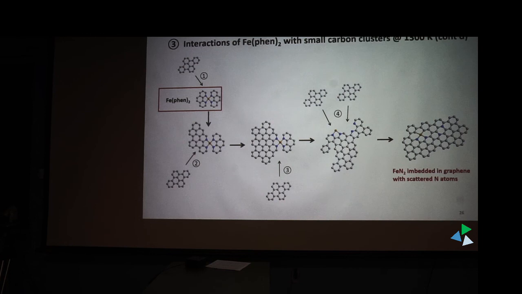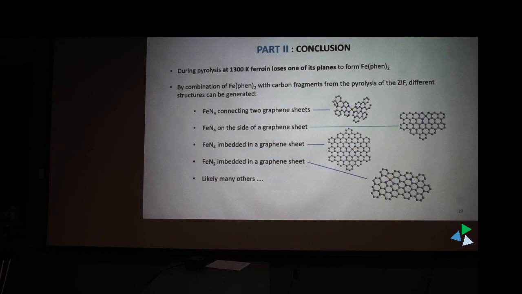Okay, so the conclusion of this part is that one important result is that during pyrolysis at 813 Kelvin, FeN4 loses one of its nitrogens to form FeN2, which is a planar structure. Then by combination of this FeN2 with carbon fragments, we got different kinds of structures, this one, this one, this one, this one. And in the next part of my talk, we will check if these structures can be used as catalysts for the oxygen reduction reaction.